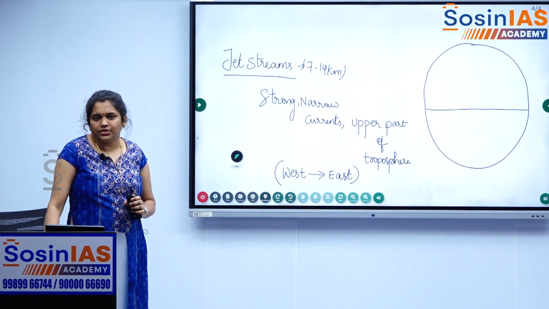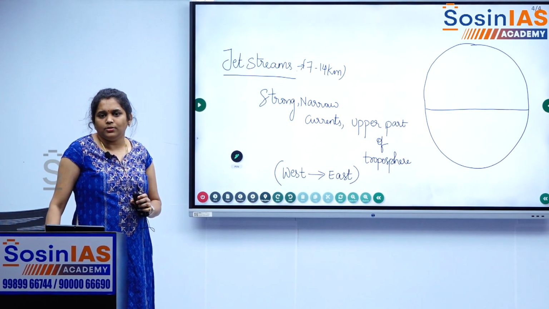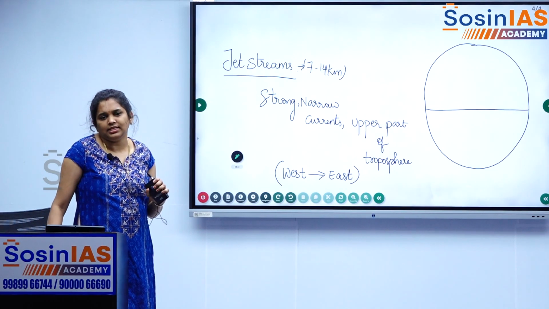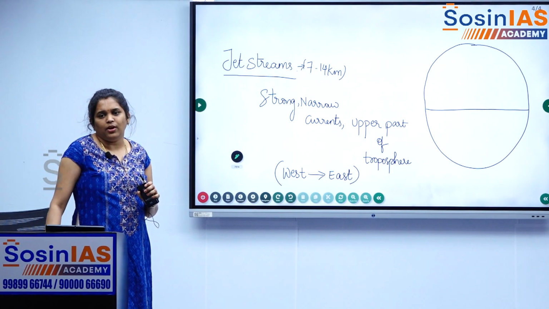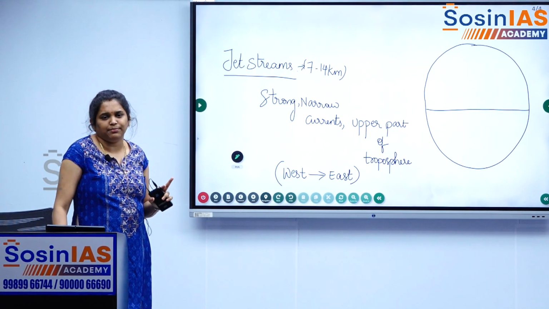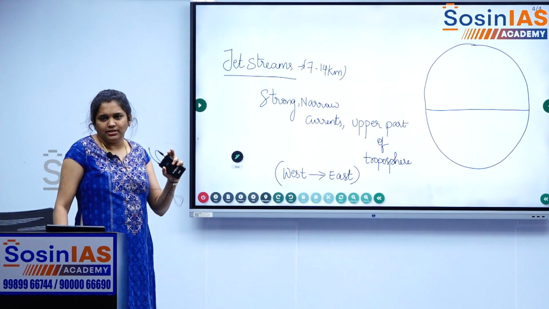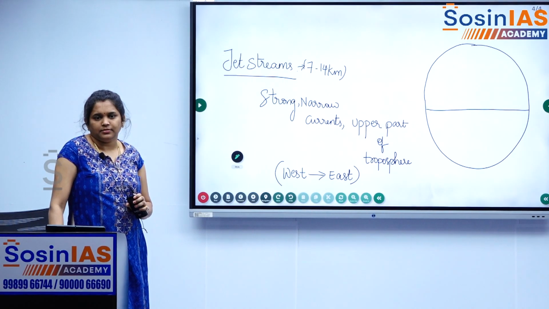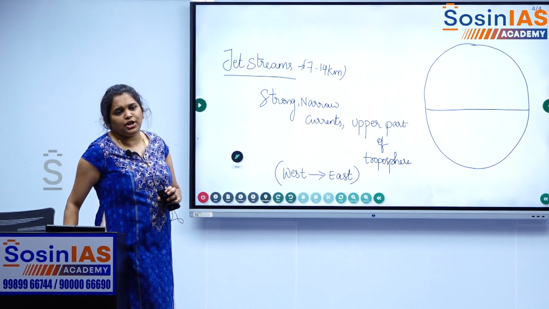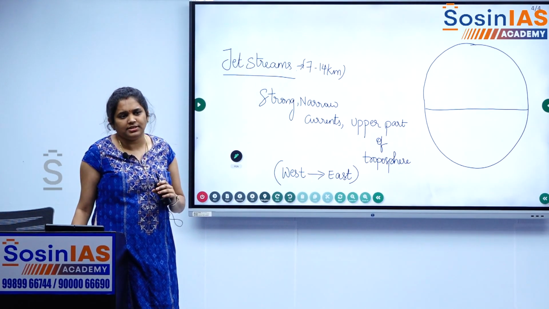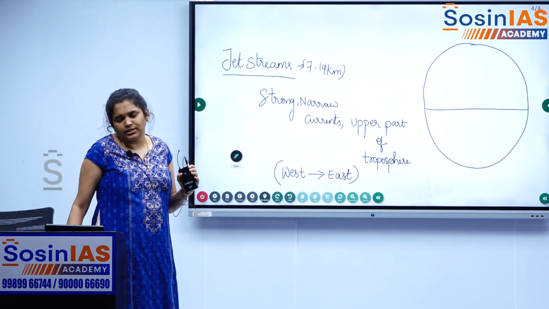On an average, a jet stream is thousands of kilometers in length and a few hundreds of kilometers in width. Then around 2 to 5 kilometers of depth, like a band. Then jet streams are present between 20 degree latitude, that means 20 degree north or south, to the poles.